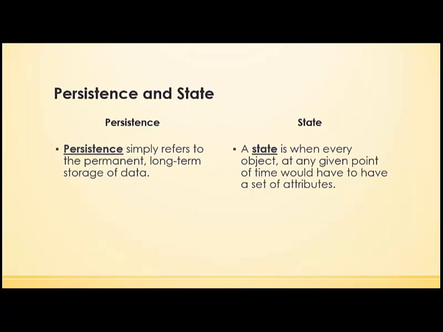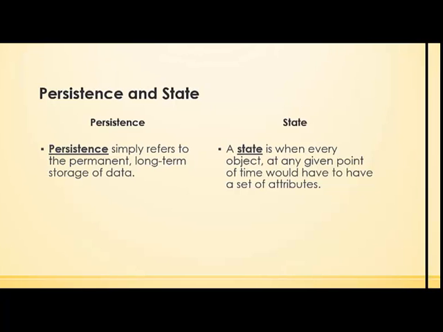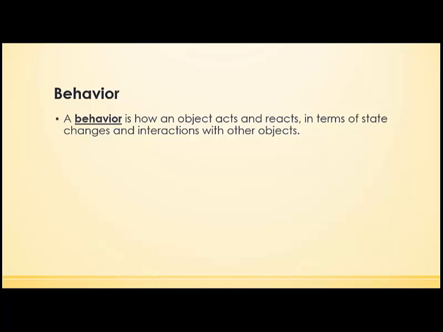Persistent and state. Persistent simply refers to permanent long-term storage of data. State is when every object at any given point of time would have to have a set of attributes. Behavior. A behavior is how an object acts and reacts in terms of state changes and interactions with other objects.